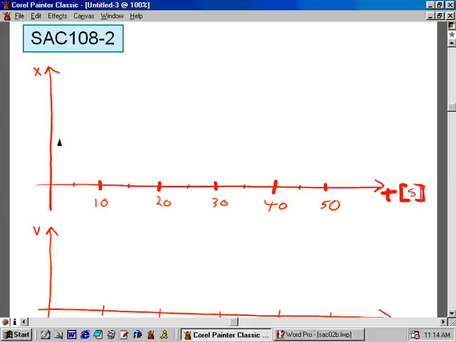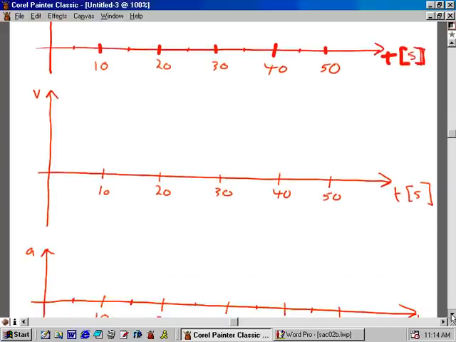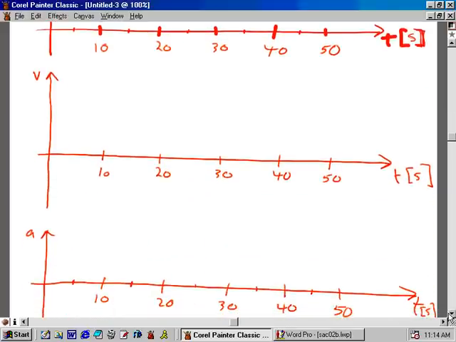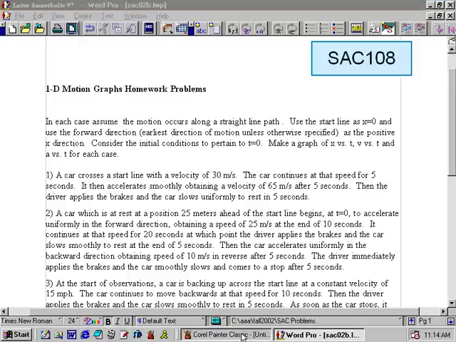I've already sketched that on there for you, and I'm going to start as usual with the velocity graph. That's the easiest one to start with, in my opinion. And get back to the problem. It starts at rest, so it starts off with 0 velocity. That'll be in the position part, and begins to accelerate uniformly in the forward direction, getting up to 25 meters per second in 10 seconds.